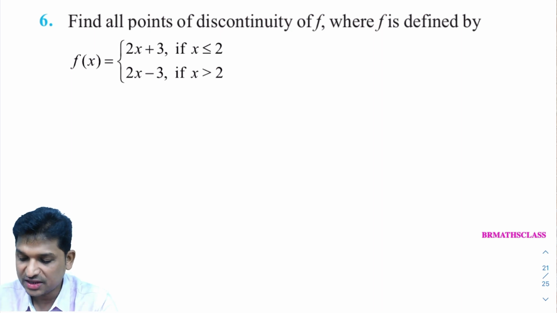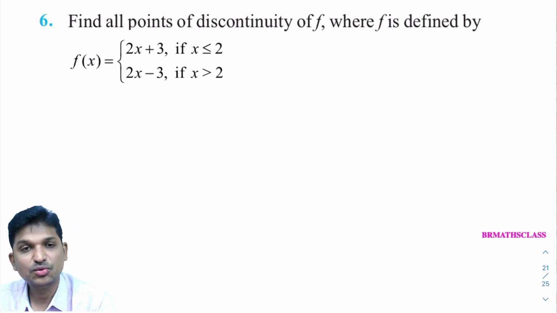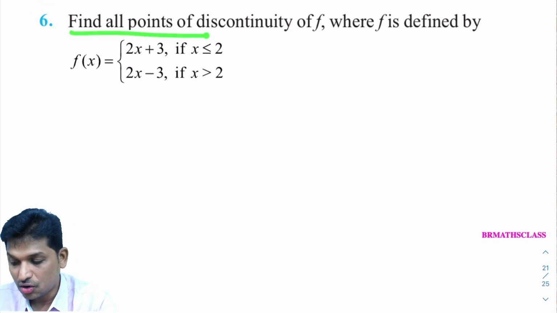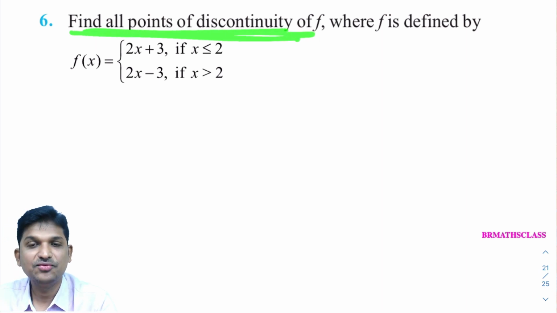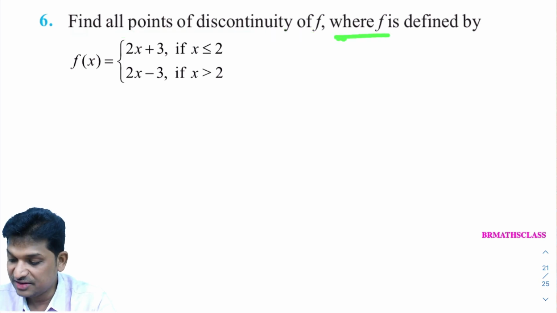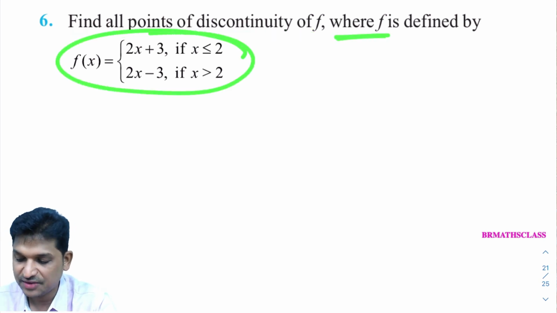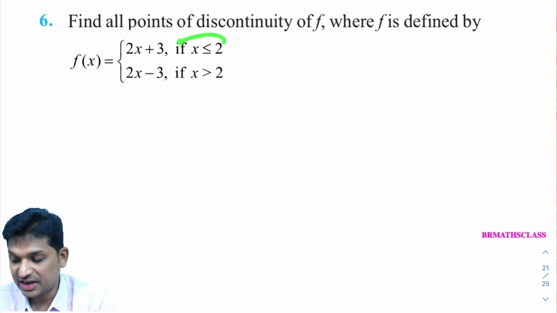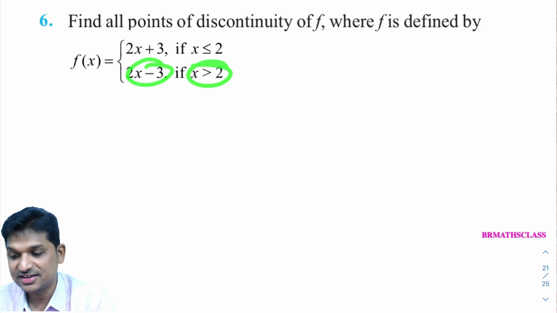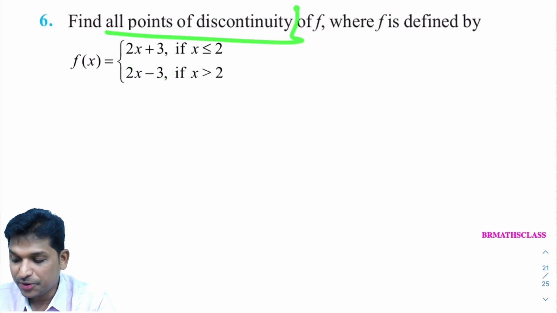Okay, let's see what they are asking in this. Sixth question. Find all points of discontinuity of f, where f is given by: f of x is 2x plus 3 when x is less than or equal to 2, and f of x is 2x minus 3 when x is greater than 2. Okay, I need to check all points of discontinuity.